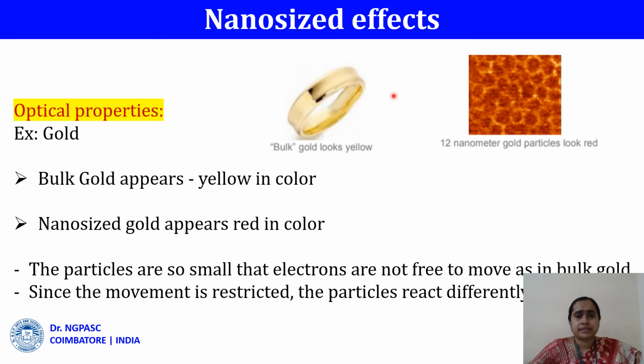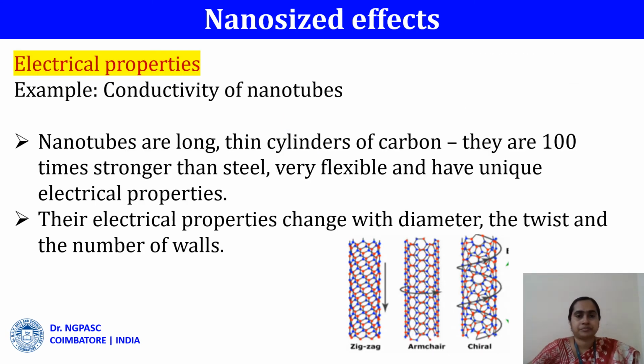So we see the optical properties, taking the example of gold. In the picture, you can see the bulk gold that looks yellow in color, and the nano-sized gold appears red in color. The particles are so small that the electrons are not free to move as in the bulk gold. Since the movement is restricted, the particles react differently, and we get a different color for different sizes of gold in the nanometer range.